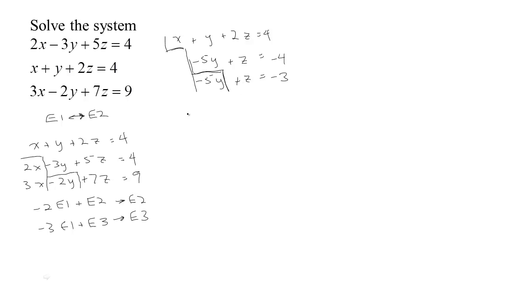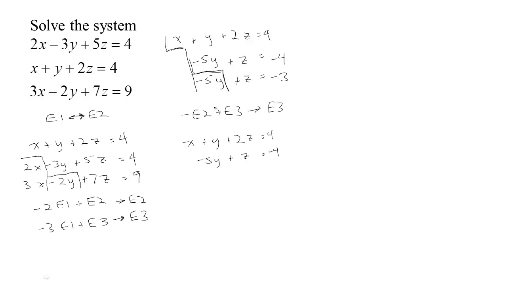So I can see I need to take negative 1 times equation 2 and add it to equation 3, and that'll eliminate these y's, and that'll give me my new equation 3. So notice I'm not messing with the first equation, so I'll just copy it down, and I'm not changing the second equation, so I'll just copy it down as well. And now I'll take negative 1 times equation 2 and add it to equation 3.